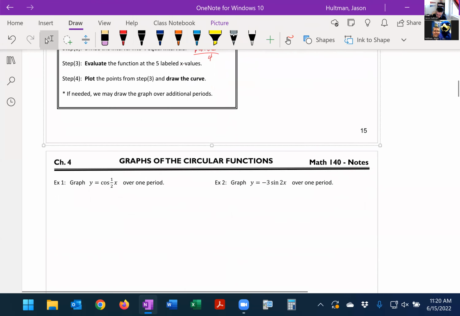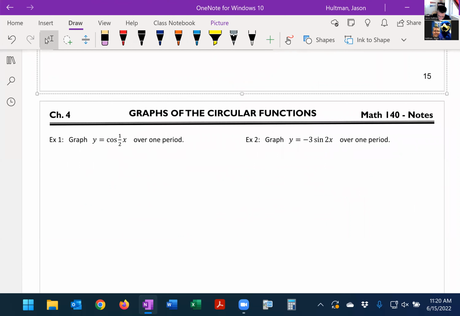Okay, so let's try to graph the cosine function here. First one says graph y equals cosine 1/2 x over 1 period. So what's happening here? Well, the amplitude, let's look at what a is. A is equal to 1, since there's no value in front of the cosine, we just assume it's 1. So we say a is equal to 1, so the amplitude is equal to 1.